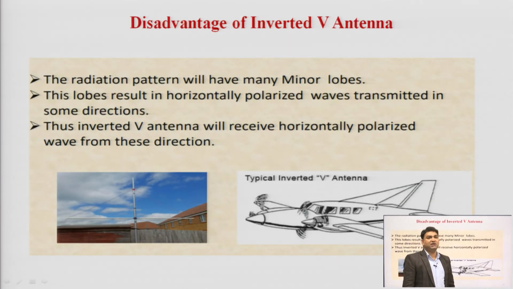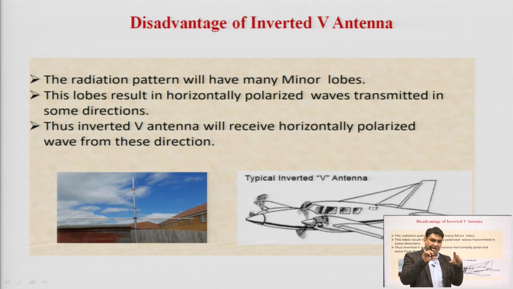These are the disadvantages of the inverted V antenna. The radiation pattern will have many minor lobes. The number of minor lobes is increased in the case of the inverted V antenna. These lobes result in horizontally polarized waves transmitted in some directions. Some are horizontal polarization and some are vertical polarization, based on the orientation of the wires, based on the orientations of the different antennas.